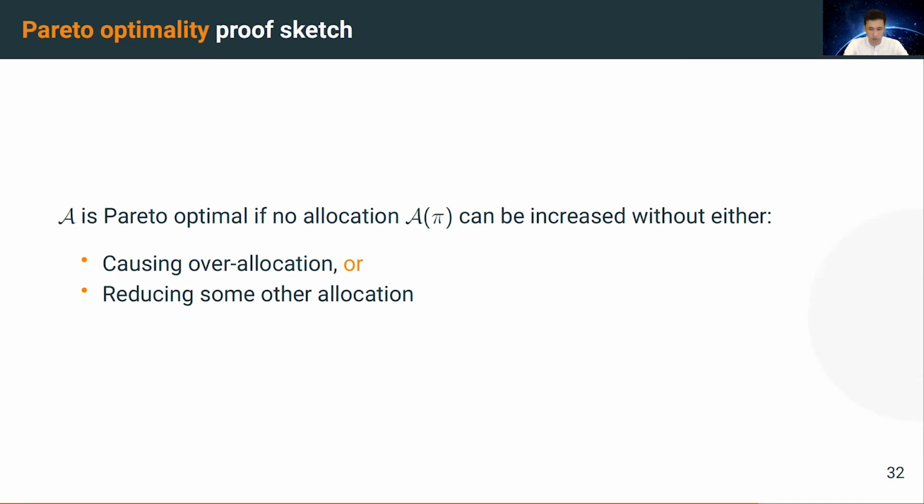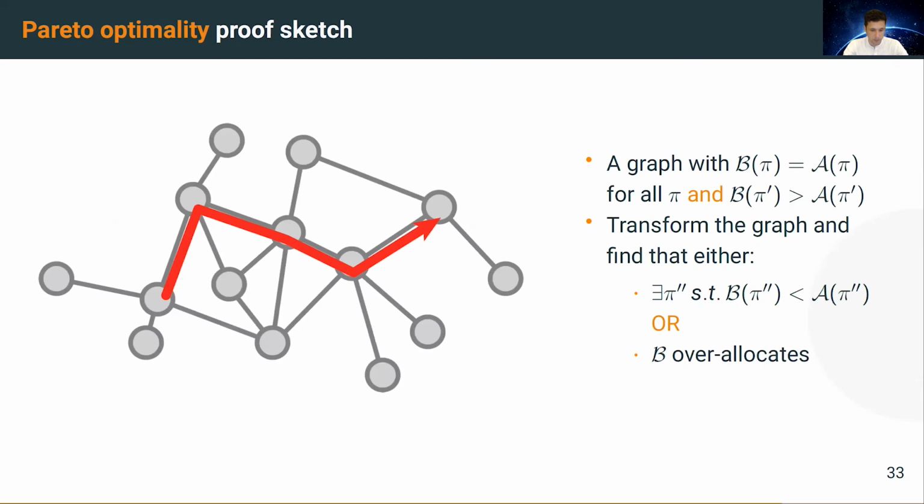And this is all over all possible graphs. And we prove that GMA is optimal by contradiction. We assume that there is an algorithm B that improves over the allocations that GMA, here represented by algorithm A, can provide for a certain path on a particular graph.